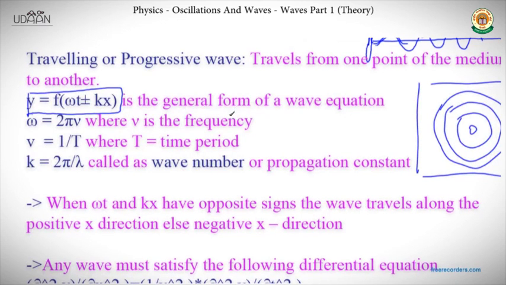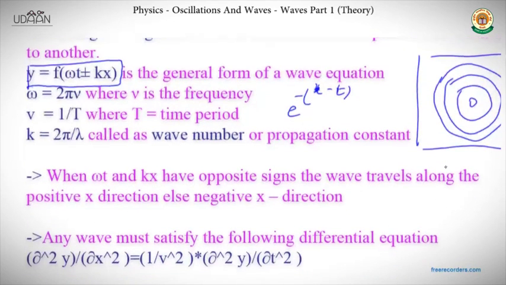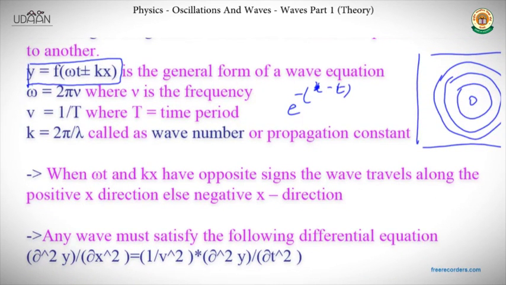There are many examples. It can be in the form of e power minus (x minus t). Any linear combination of t and x you can actually represent it. And this function has some constraints that we are going to see next. So what is omega? It is 2 pi nu, and nu is the frequency of the wave. And nu is 1 by T, where T is the time period, and the time period definition is the same as what we saw in the SHM chapter.